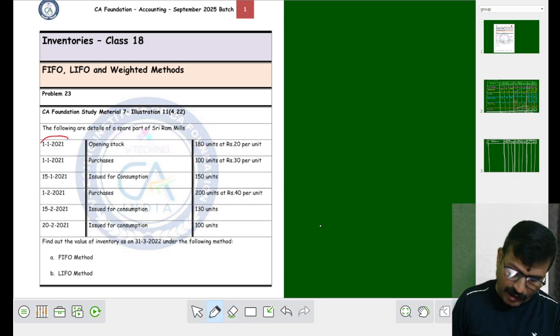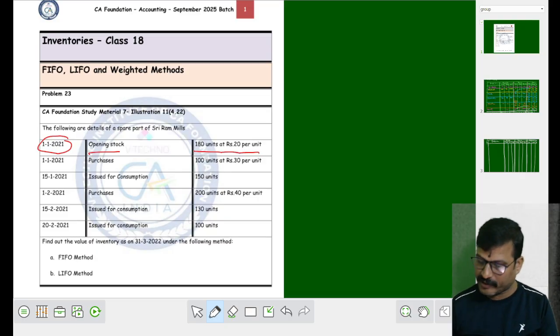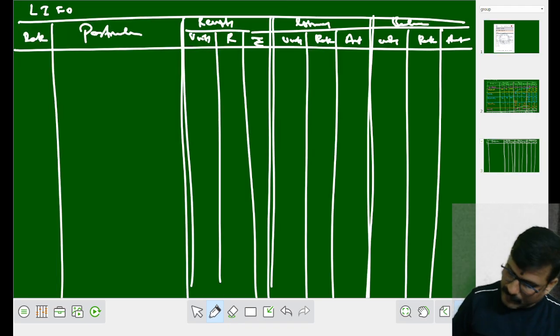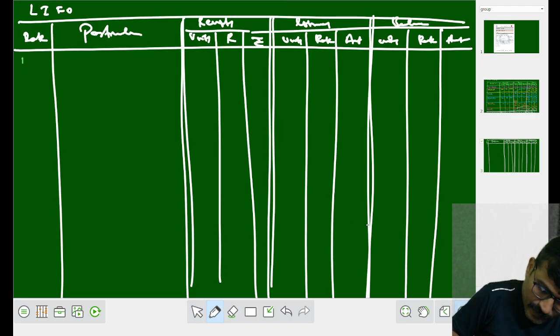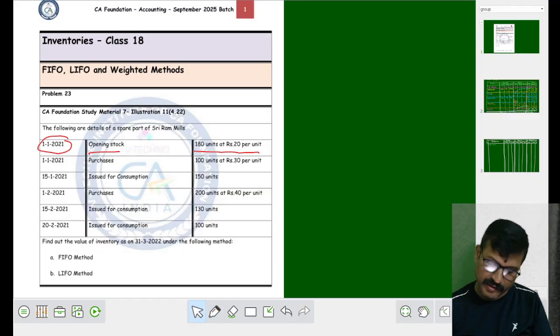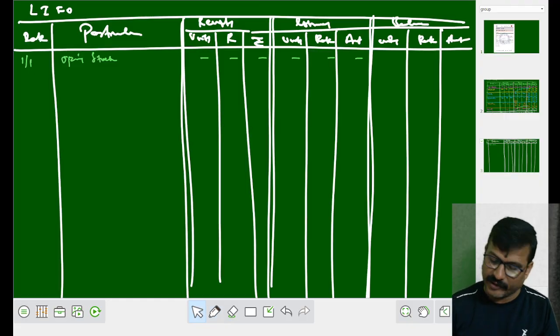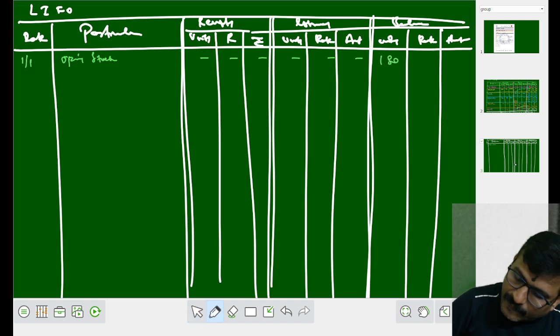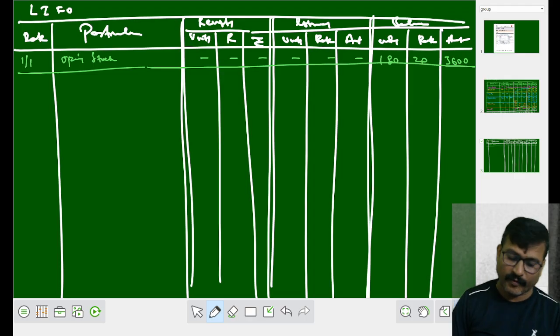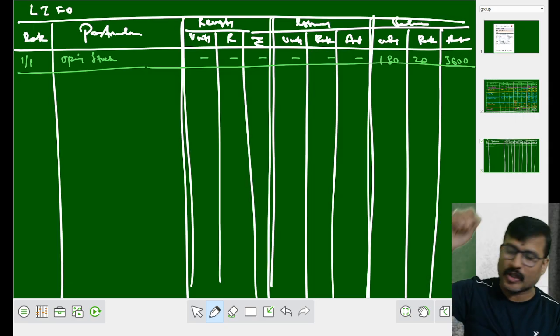See what happened. On 1st January, opening stock 180 units, 20 per unit. How many units of opening stock? 180 units, 20 per unit: 180, 20, 3600. Better I close completely. Now we are following the LIFO method, right? LIFO means last in, first out.